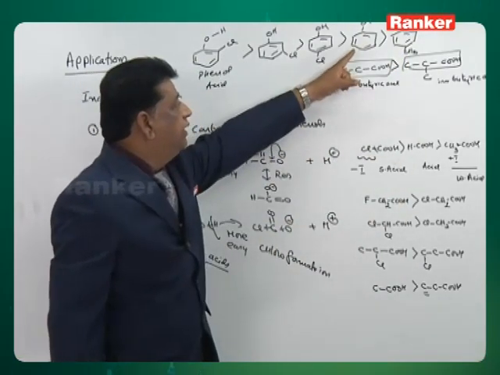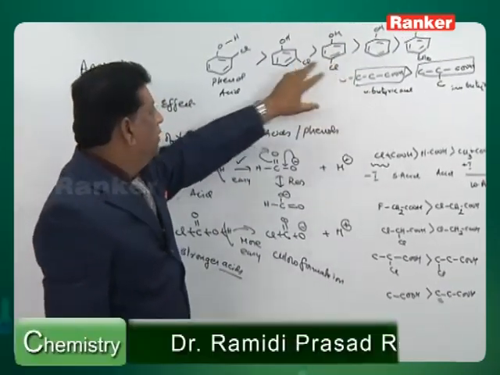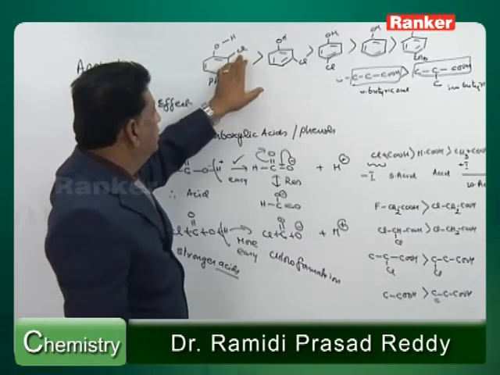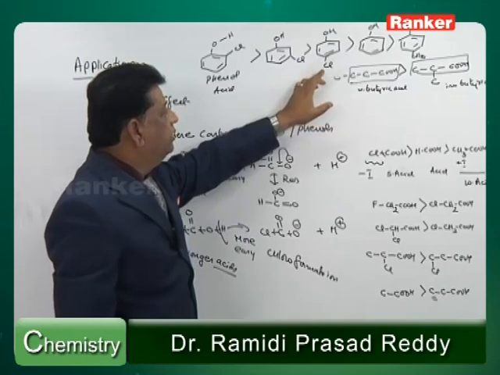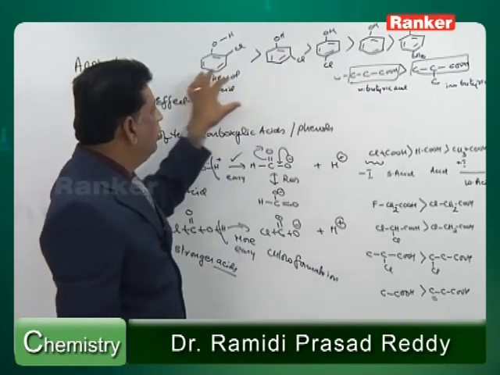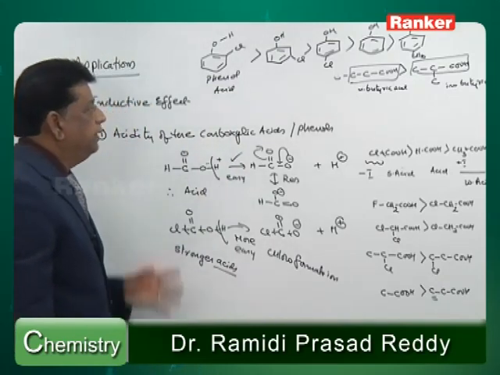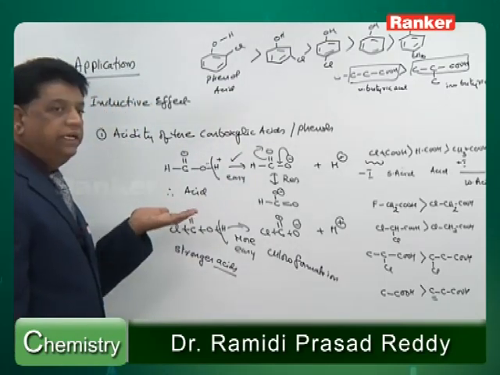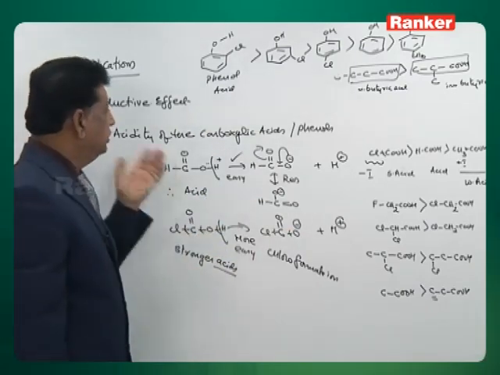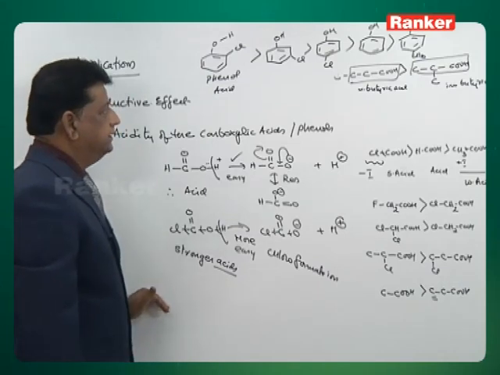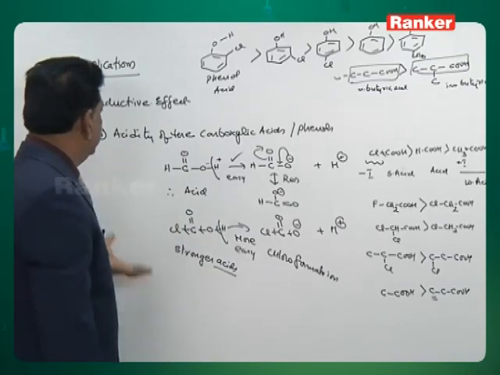Whereas in this one there is no donating or withdrawing, it is taken as a standard. And in this, the group which is closer is stronger, a little away is weaker, much more away is still weaker. But all chlorophenols are stronger than phenol. Rightly explained here: the minus I effect increases the acidity, plus I decreases the acidity. Therefore the carboxylic acid's acidity as well as the phenol's acidity can be explained by the inductive effect.